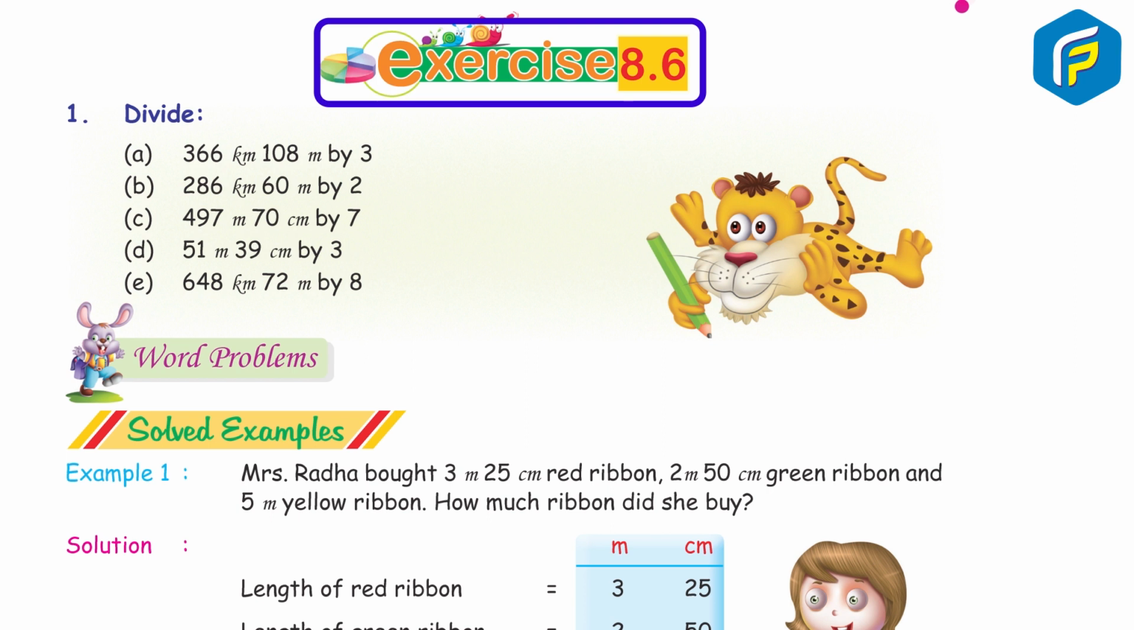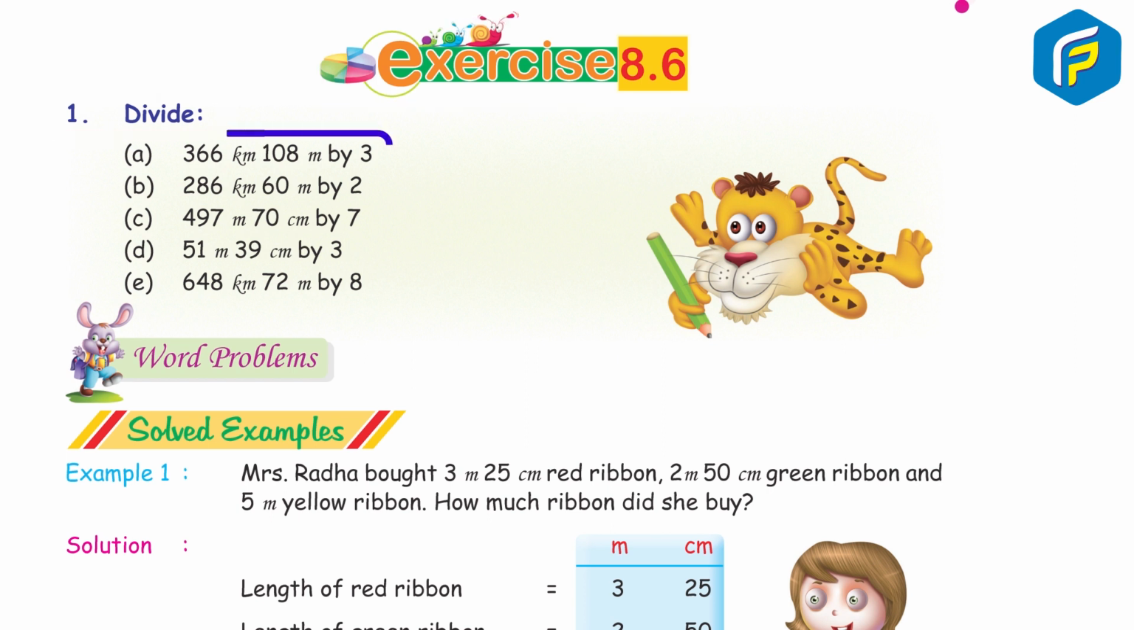Exercise 8.6. Question 1. Divide. A. 366 kilometer 108 meter by 3. Answer: 122 kilometer 036 meter. B. 286 kilometer 60 meter by 2. Answer: 143 kilometer 3 meter. C. 497 meter 70 centimeter by 7. Answer: 71 kilometer 1 meter. D. 51 meter 39 centimeter by 3. Answer: 17 kilometer 13 meter. E. 648 kilometer 72 meter by 8. 81 kilometer 19 meter.